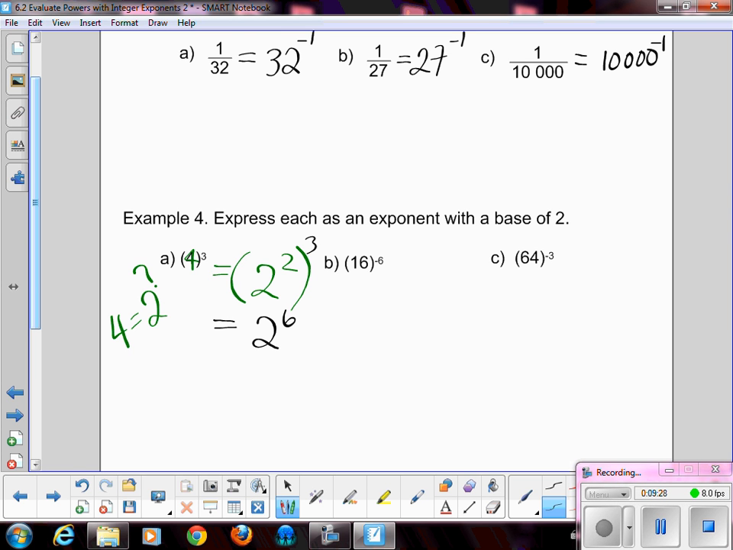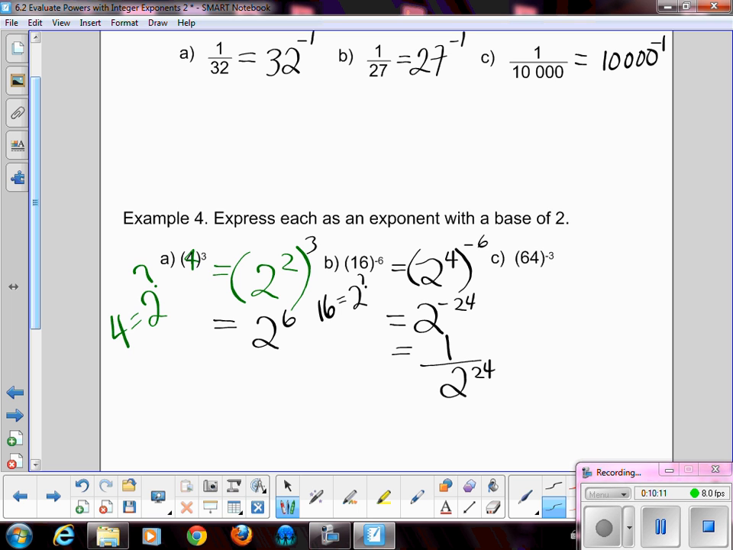Now the next one, 16 to the negative 6. Again, my brain has to think: 16 is the same as 2 to the power of what? I'm doing a little bit of guessing there. That's going to be 2 to the power of 4. And then power to a power is 2 to the power of negative 24. And if we do not like the negative exponent, which I don't, I'm going to flip the base, reciprocate it, and so it's really the same as 1/2 to the power of 24.